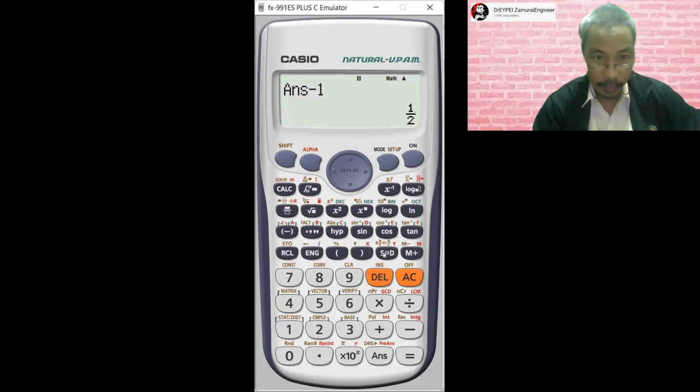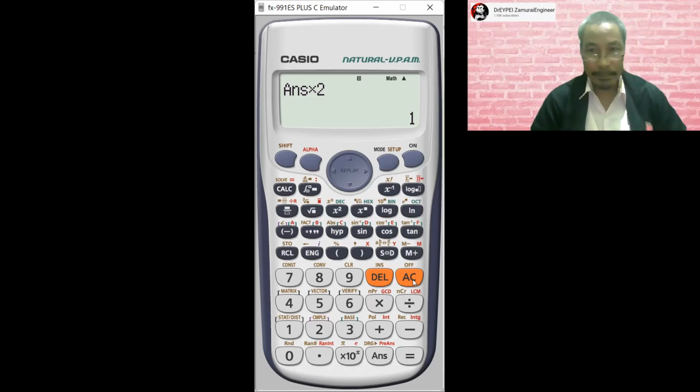So remainder. Again, multiply by 2. What is the answer? 1. That's why 0.75 is equal to 1. Okay. Is that clear enough? Yes, sir. Clear, sir. Okay. So 0.75 is equal to 1 because of manual computation. Let us go back.